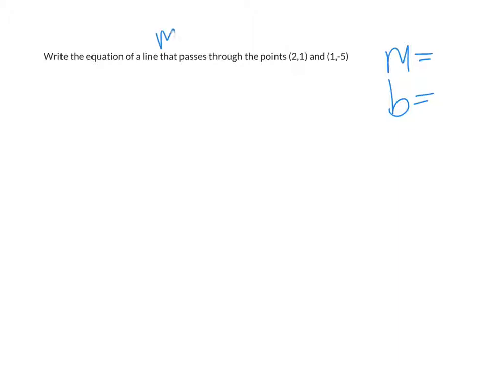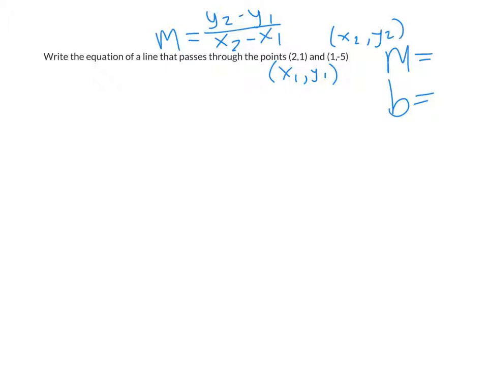If we remember, our slope formula is y2 minus y1 over x2 minus x1. It's our change in y over our change in x. So (2, 1) is my x1 and y1. And (1, -5) is my x2, y2. So, let's plug it in. I need to find my slope. I don't have a slope.